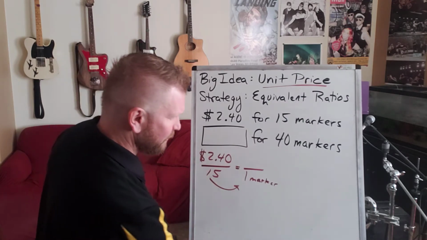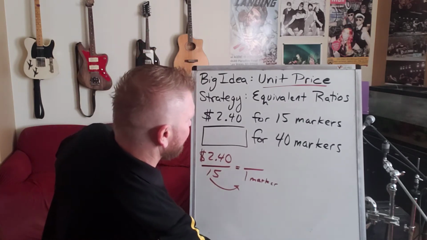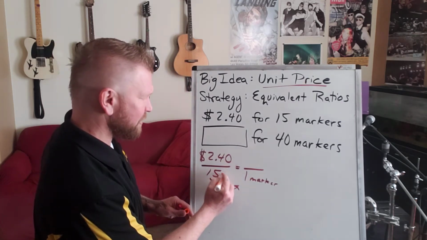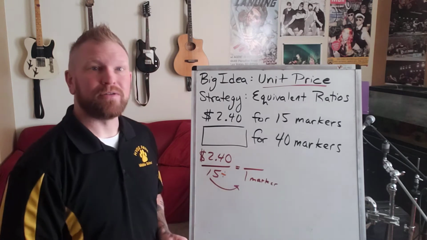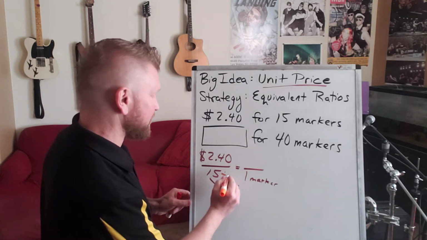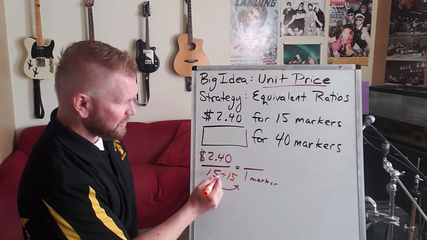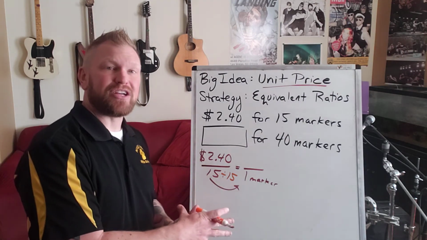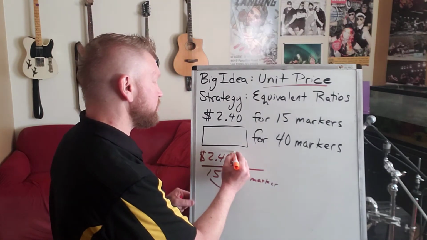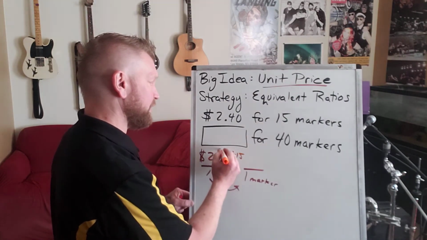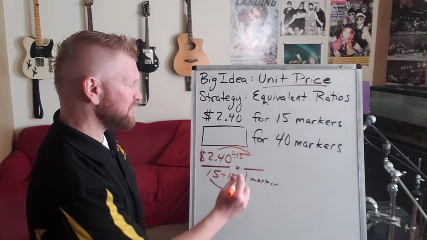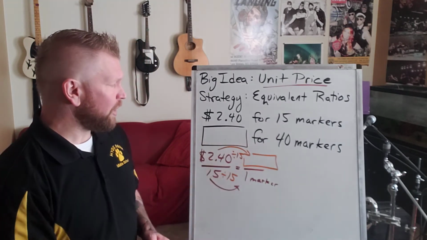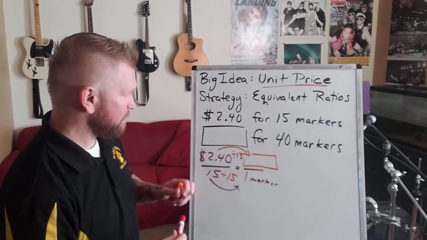So in this case, we would divide. What can you divide 15 by so it equals 1? The answer is you divide it by itself. You divide it by 15. 15 divided by 15 is 1, so now it's one marker. And you're allowed to divide the denominator by 15 as long as you divide the numerator by 15 as well. That's going to tell you the cost for one marker. So let's go ahead and do $2.40 divided by 15.